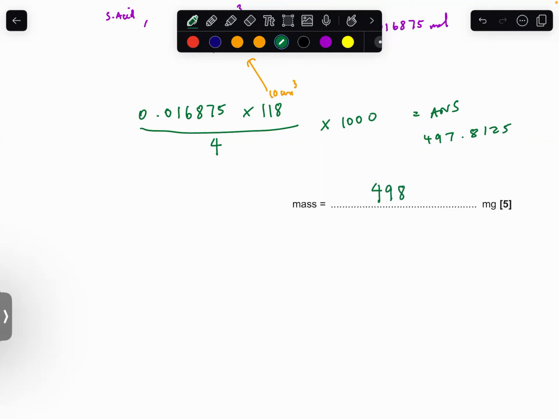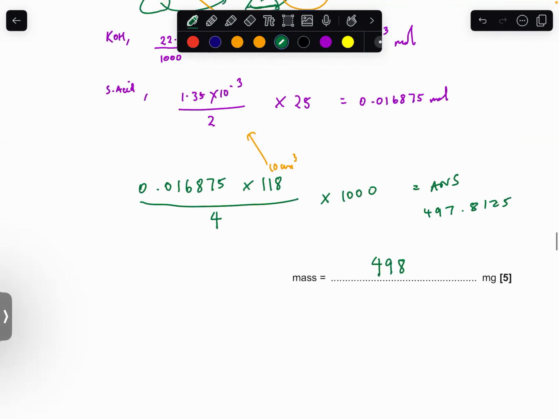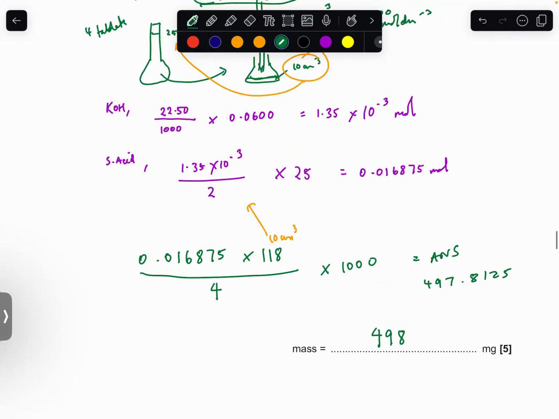Yep, and if we look at the mark scheme, it supports that. Where are the 5 marks in this question? Volume times concentration gives you moles, dividing it by 2, multiplying by 25, multiplying it by 118, and dividing it by 4 and multiplying it by 1,000 for the 5th mark.